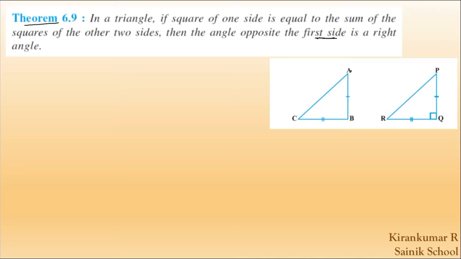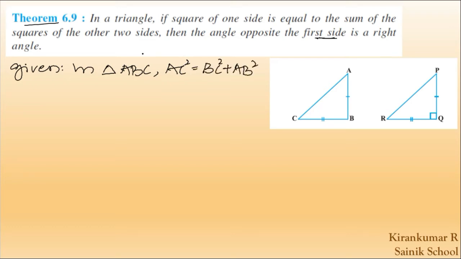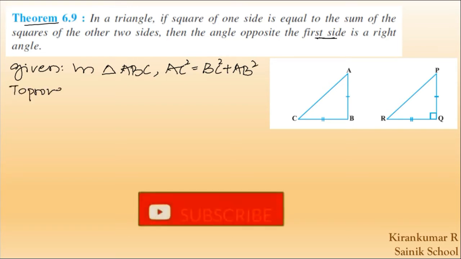Let me consider the triangle ABC, in which AC square is given equal to the sum of AB square plus BC square. We need to prove that the angle opposite to AC is a right angle. So given is, in triangle ABC, AC square is equal to the sum of BC square plus AB square. We need to prove angle B equal to 90 degrees.